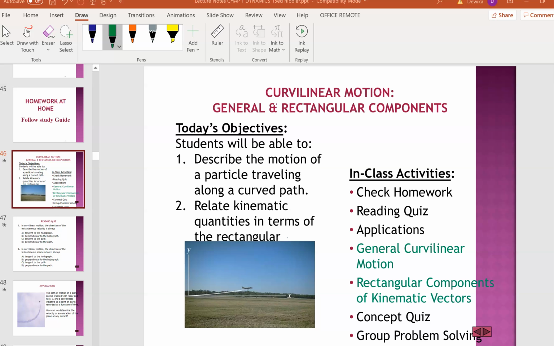Welcome back. We'll be going into chapter 12.4 from textbook page 34. We'll be looking at general motion, which is curvilinear motion, looking at general and rectangular components. Rectangular components is mostly in 3D, three-dimensional. So we'll be describing the motion of a particle traveling along a curved path, and then we'll be looking at the kinematic quantities in terms of rectangular components, the 3D part.